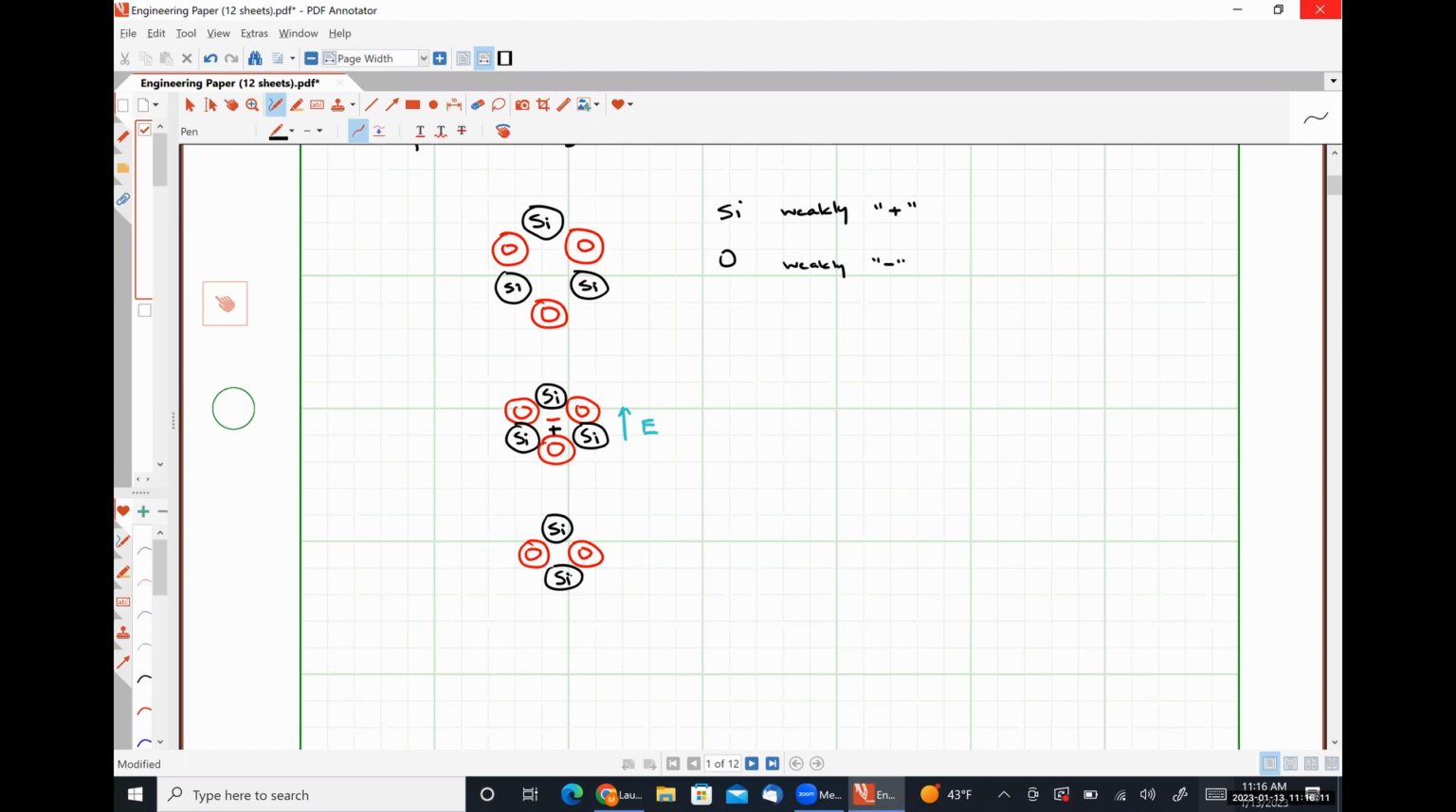Okay, so we need both polar bonding to happen, and we need to have asymmetry. Without those two things, we will not have a piezoelectric material. Okay.